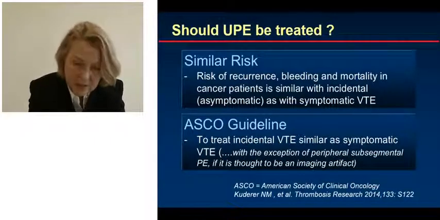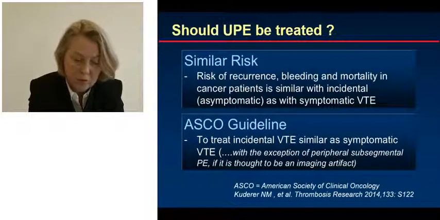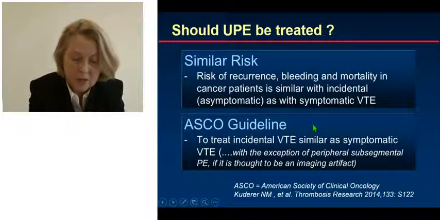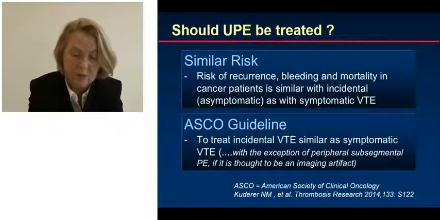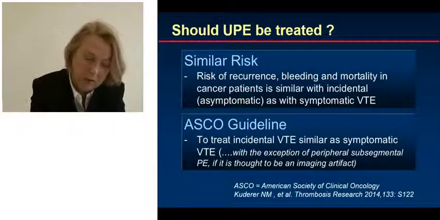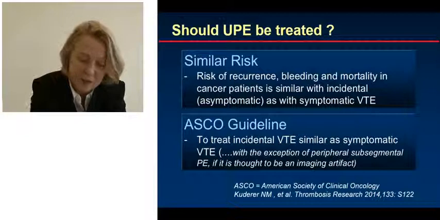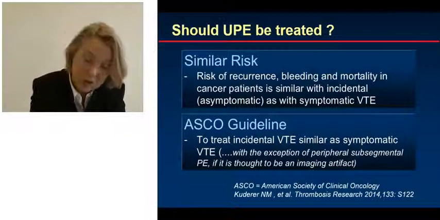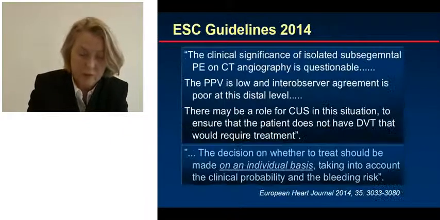What about the unsuspected, the incidental finding of a pulmonary embolism? Again, the American Society of Clinical Oncology, ASCO, recommends to treat incidental thromboembolism irrespective of whether it is centrally or peripherally located. And then they also state, with the exception of peripheral subsegmental pulmonary emboli, if it is thought to be an imaging artifact. And this alludes again to the relatively high interreader variability we discussed previously.